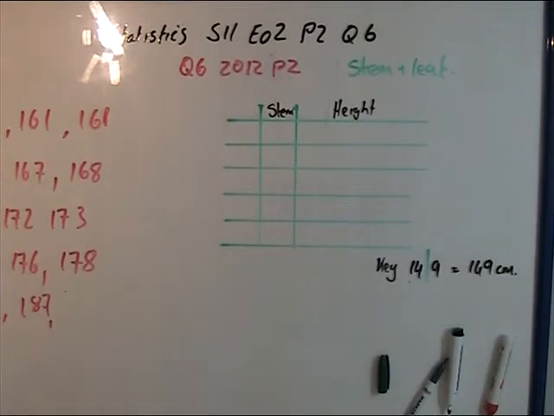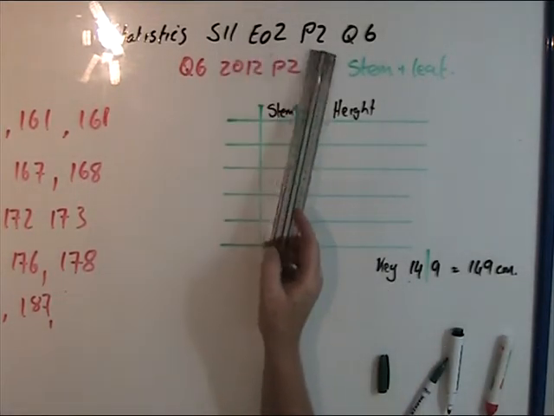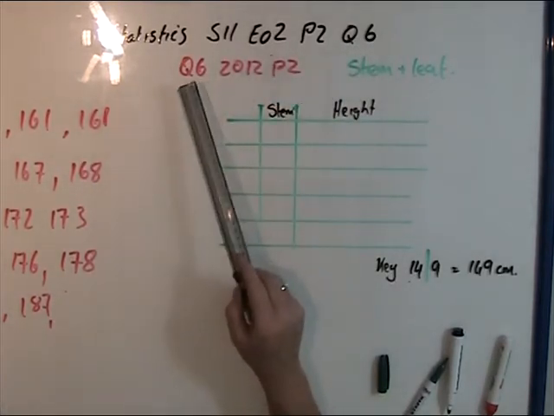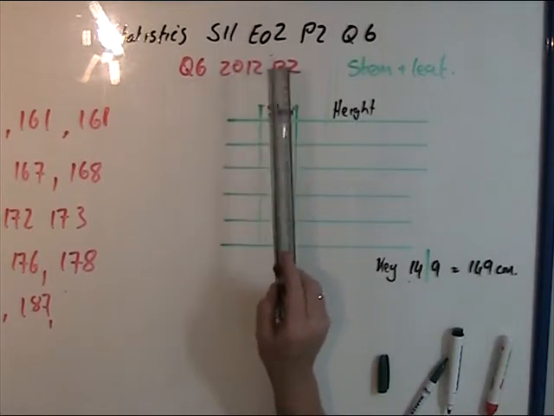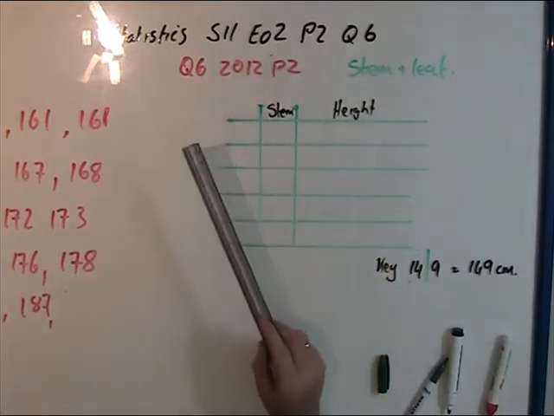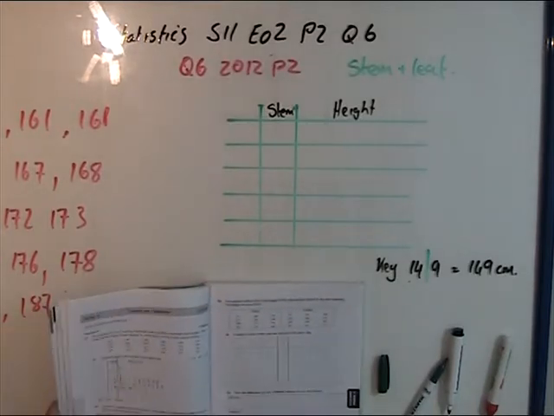Now today we're going to do statistics, and we're on series 11, episode 2, paper 2, question 6. We're doing question 6 from 2012, and it's a stem and leaf approach here. I'm going to get into it now. I'm going to show you how the question reads.